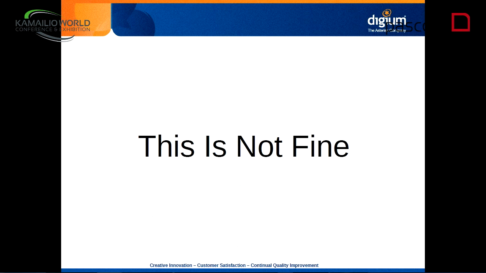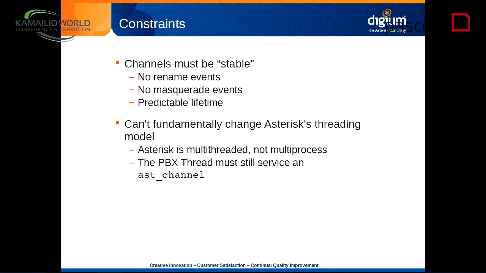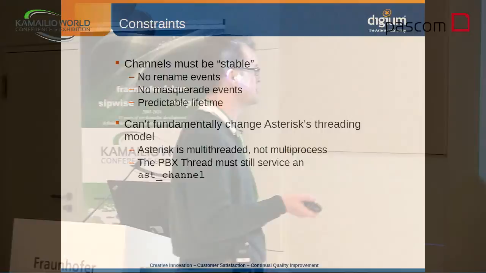So it's not fine. So this is why we decided to go fix this, because we wanted to provide a stable channel in Asterisk, period. No rename events, no masquerade events, a predictable lifetime for the entire time of that channel. However, we also knew that we wanted to get this done within our lifetime. If we decided to completely rewrite Asterisk from scratch, which is just about what we're talking about here, we would never have actually gotten it done.